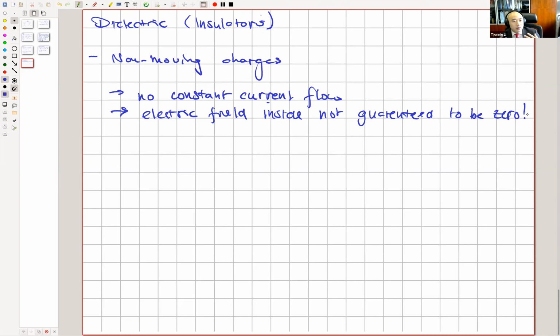So let me give you another 2 minutes to refresh. How does it change if I have a dielectric or if I have an insulator? How do things move about? What happens to the field inside? Okay, give you a minute or two.